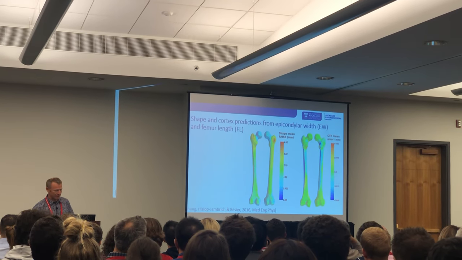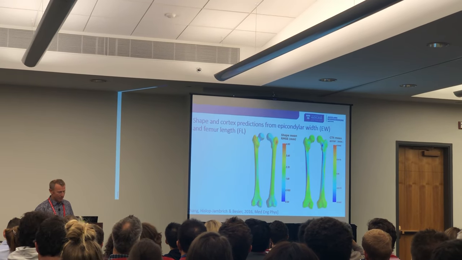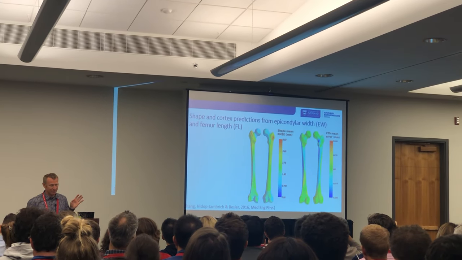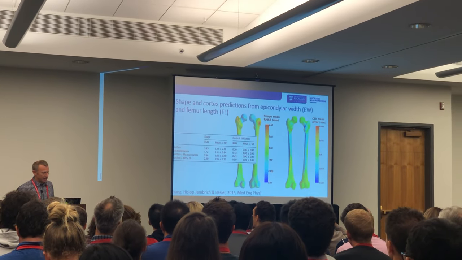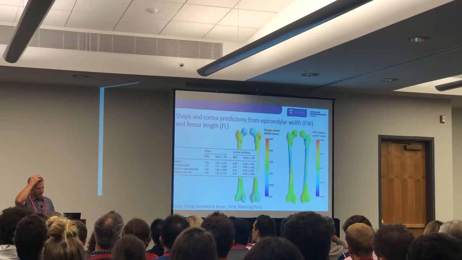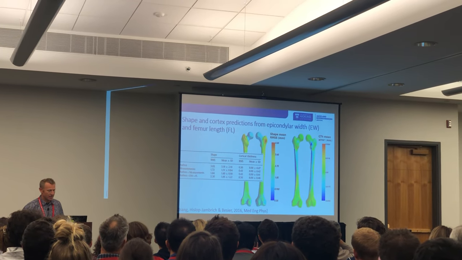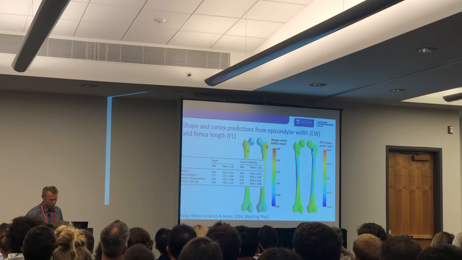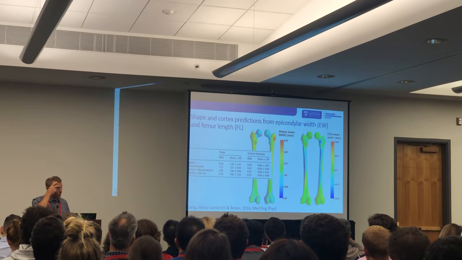These are data that we've had from our subset. There's 320 femurs in this population. But if you can estimate the femoral length and the epicondylar width, and you include anthropometrical measurements, so age, height, sex, body mass, you can get some pretty good predictions, as you can see here, on the shape as well as the cortical thickness.